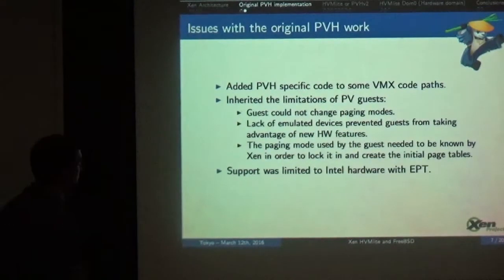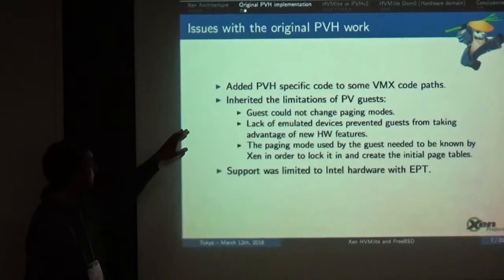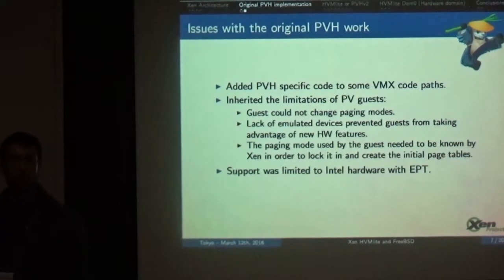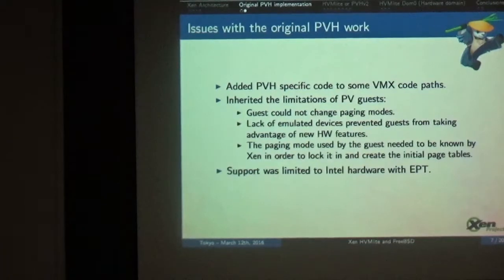The first one, and probably the most important one, was that the PVH guest could not change paging modes. This makes no sense if you are in control of your own MMU. It makes no sense that you cannot change paging modes. You are in control of it, you can run protected mode, you could even run in real mode if you wanted to. You have your own memory management unit, so you have no problem with it. But due to the fact that it was based on a PV guest, it was limited.